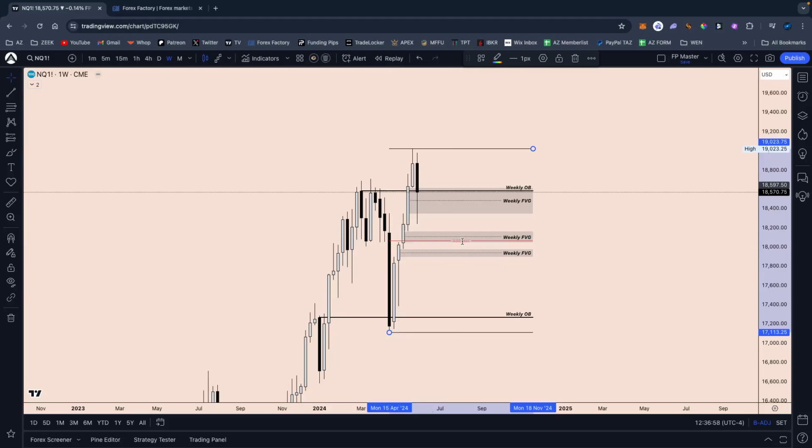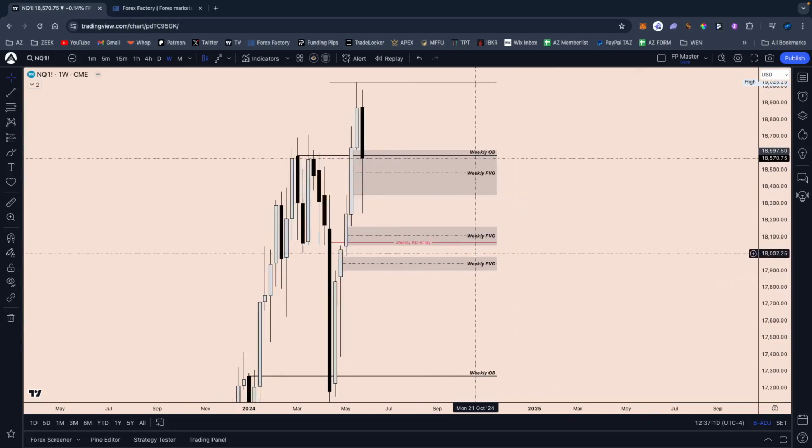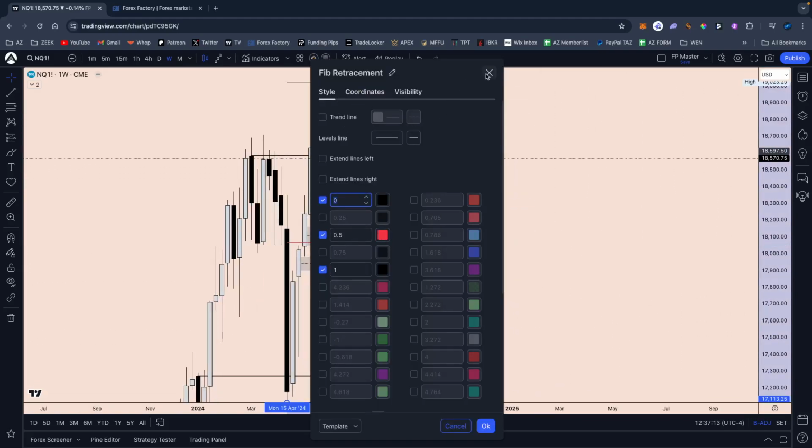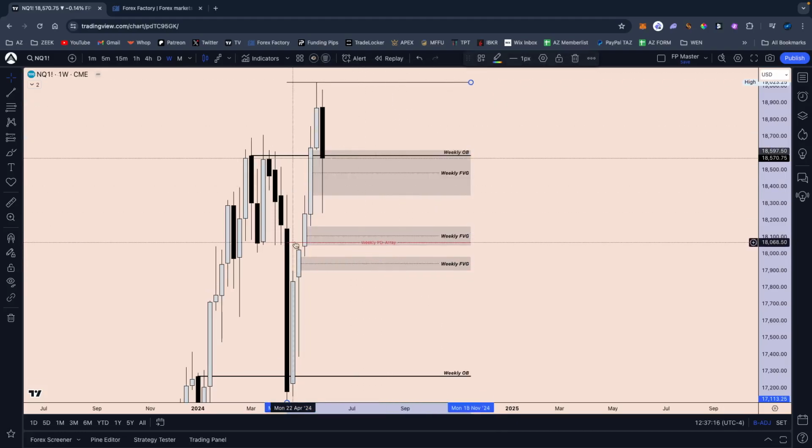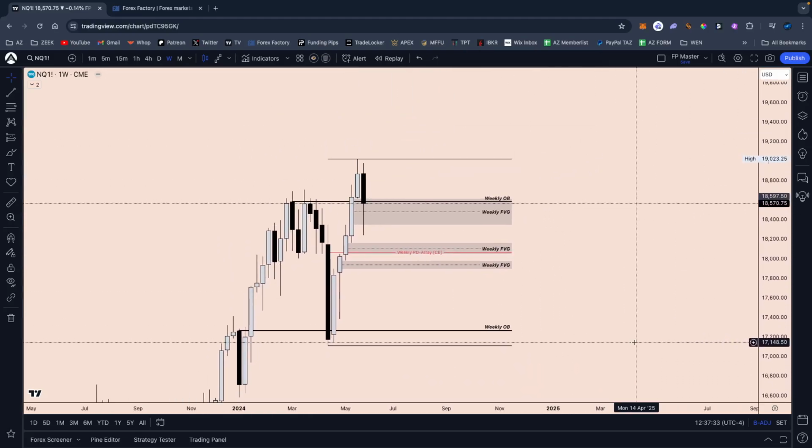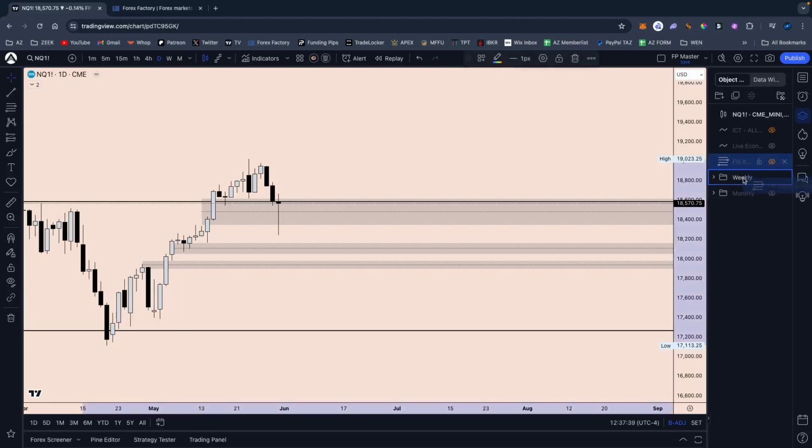With the new TradingView update, we can actually write a little note in here. This is our weekly PD array. All right, that's the weekly time frame. Let's drop it down to the daily time frame. Put this into the weekly.